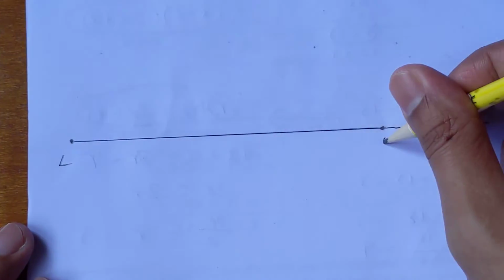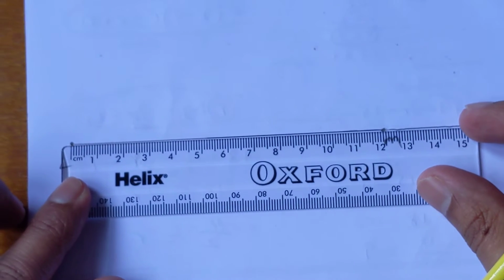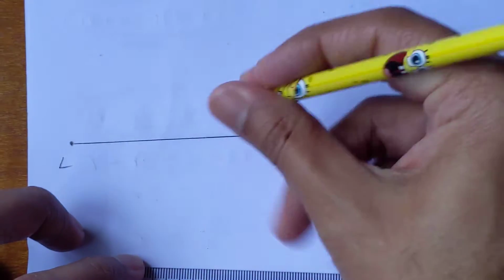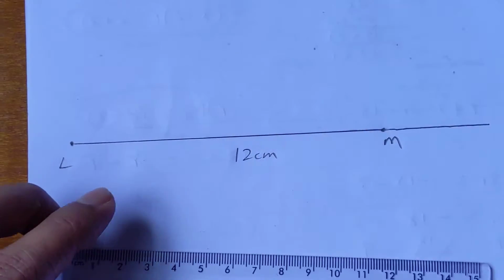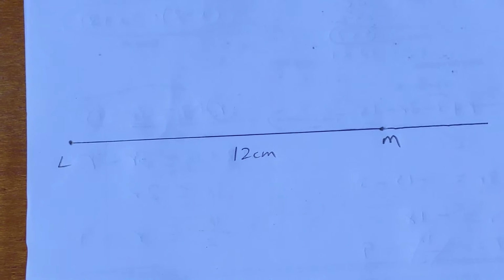And I label it as well. So this is LM, and I'm going to just double check that it is 12 centimeters. Yes, it is 12 centimeters. So that's my line LM, 12 centimeters long, 1 mark. Right, I do something in my diagram so far. The next thing now is I want angle MLN 30 degrees.